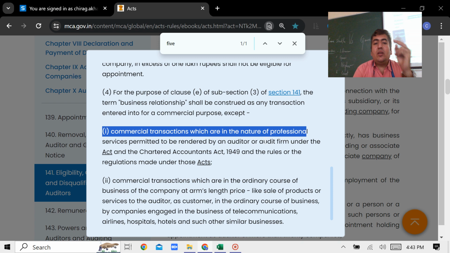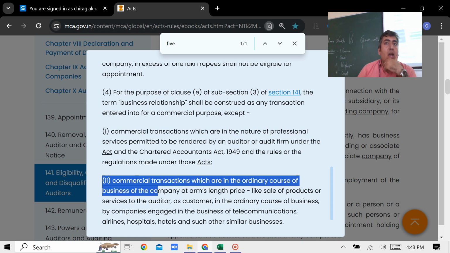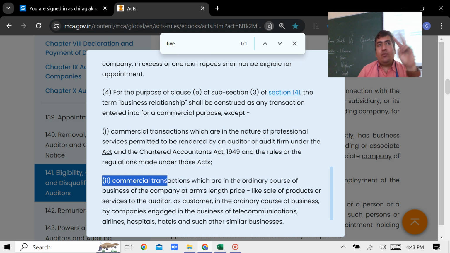But I think the first exception is not giving you the answer to my question of the Indigo and hospitals, and for that they have this second point. What they are saying is that if these two conditions are satisfied, then even if you are the customer, even if you are buying the service of that company, you can continue as the auditor. What are those two conditions? You have made this transaction in the ordinary course of business. Right now you understand you are not given special treatment. You are treated just like the other customers, other consumers. Do you get me? आपको कोई स्पेशल ट्रीटमेंट नहीं दिया गया, आपको दूसरों की तरह ट्रीट किया गया.